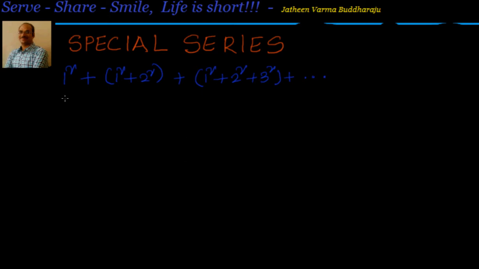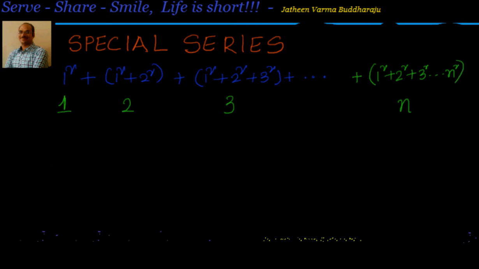Now if you see, the first term is 1 square, the second term is 1 square plus 2 square, and the third term is again a series, 1 square plus 2 square plus 3 square. Now what will the nth term look like? We know very clearly, the nth term will look like 1 square plus 2 square plus 3 square, and it will have n terms, so it will go up to n square.